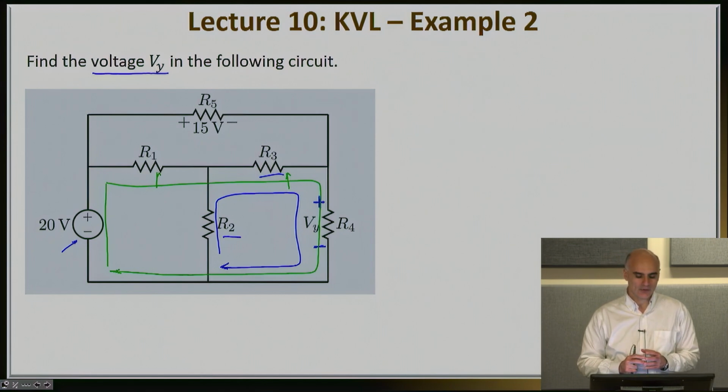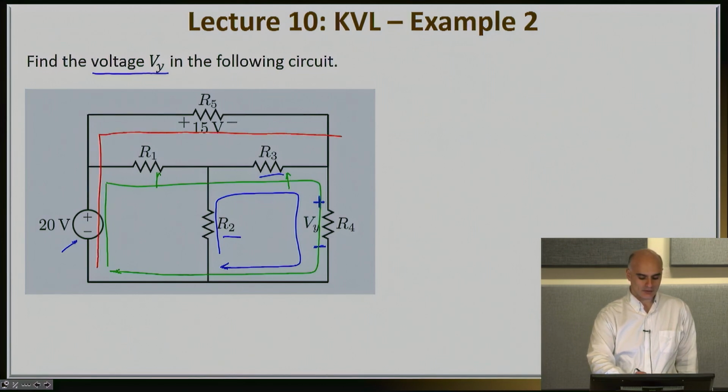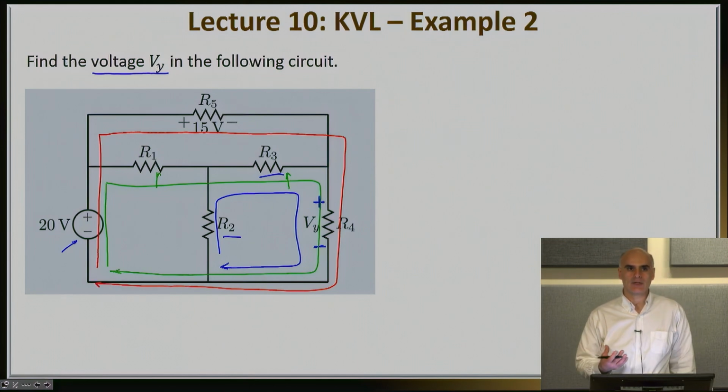So there is another path which obviously is going to give us the right solution, and the right path to follow here, I'm going to use my red color, is to include the 20 volt, include the 15 volt, and then come down and include Vy. The reason that I can choose that path is, first of all, KVL applies for any closed path, so I can really choose any path I like.